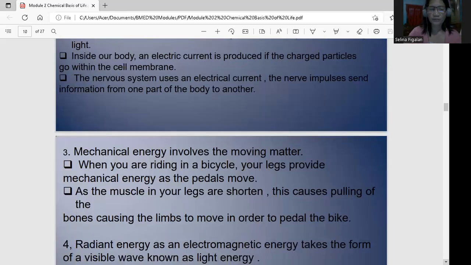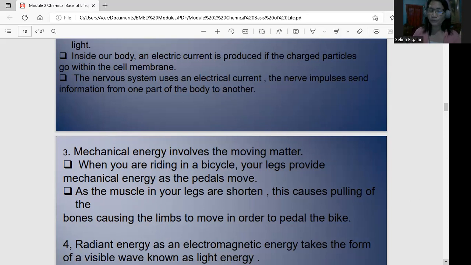Third one is what you call the mechanical energy, which involves moving matter. Okay, yung mga gumagalaw, like for example, the peristaltic movement in our digestive process, that is under mechanical energy. When you are riding a bicycle, your legs provide mechanical energy. So pag kumikilos ka, ginagamit mo yung pedal mo. Okay, that is what you call mechanical energy. As the muscles in your legs are shortened, di ba?